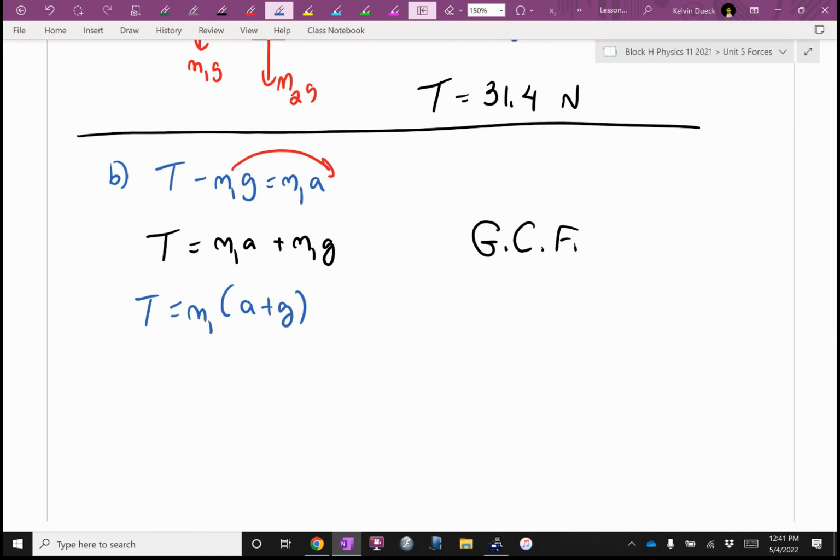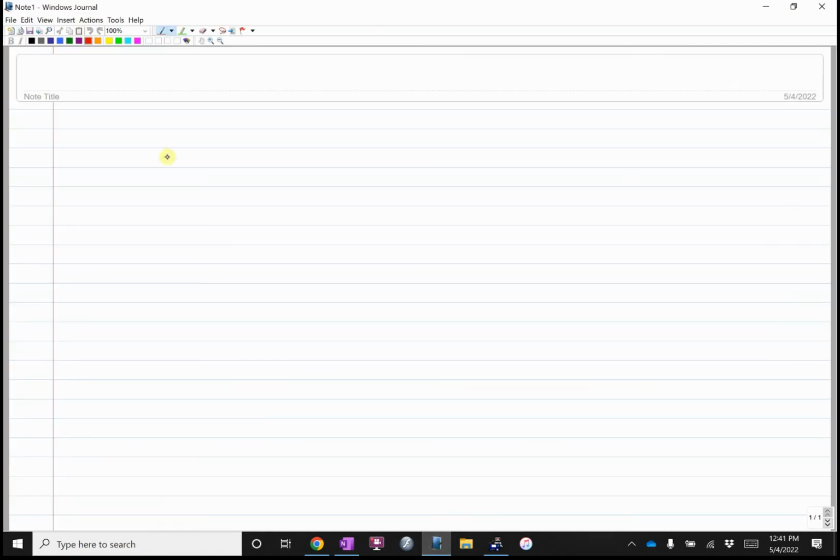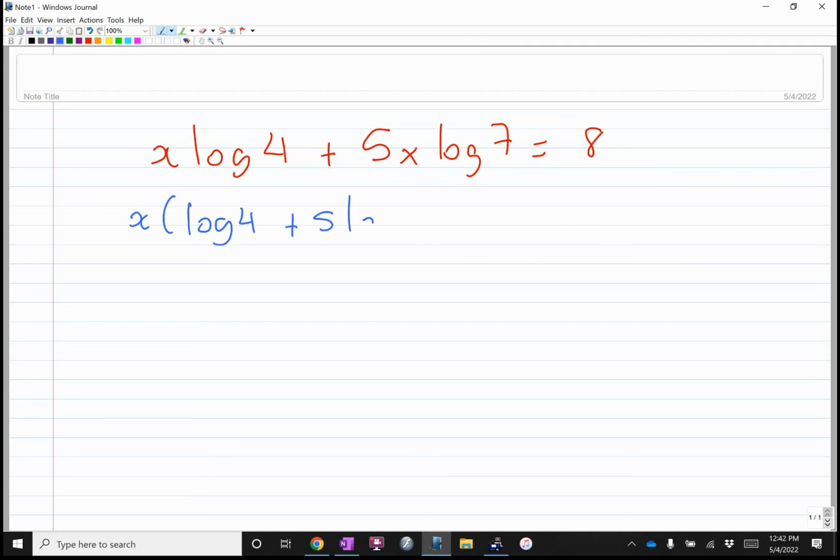So anybody here in Pre-Calc 12 this semester? You are? Pre-Calc 12, last semester. Okay. When you had an equation, don't write this down. If you had something like x log 4 plus 5x log 7 equals 8, I know that some people make that a decimal. The problem is with logs, it's always irrational. No. Factor out the x. How would I get the x by itself?